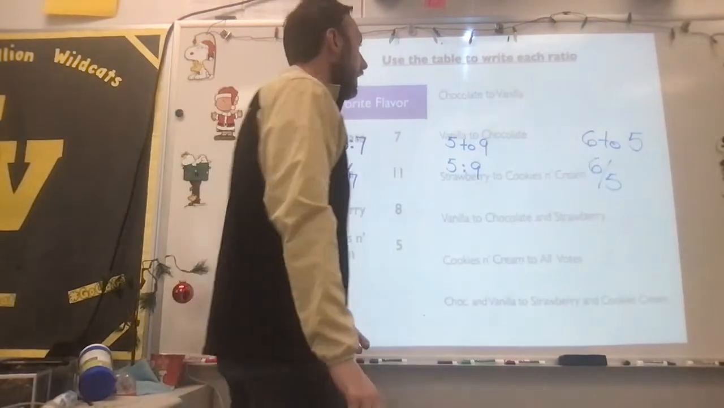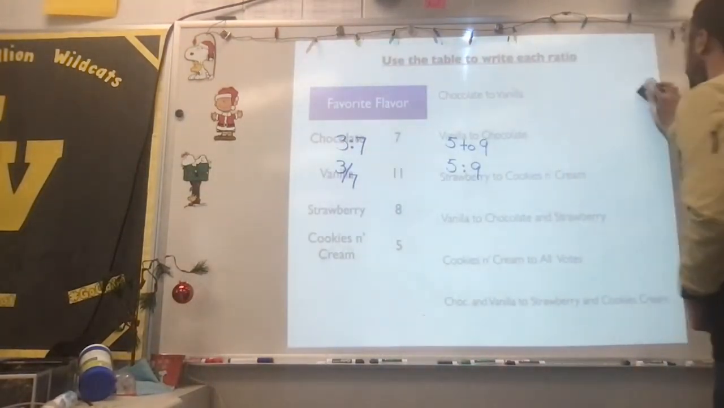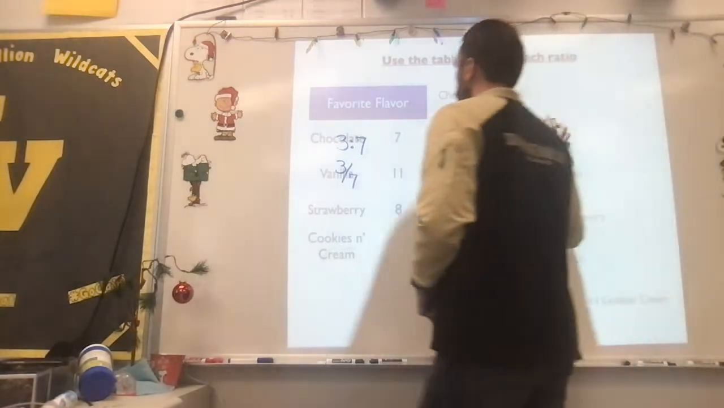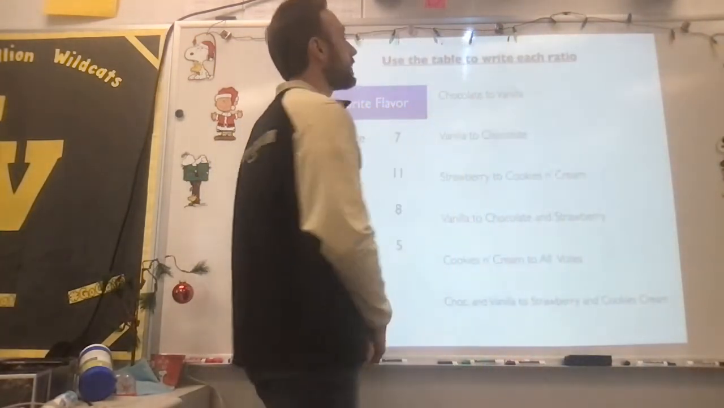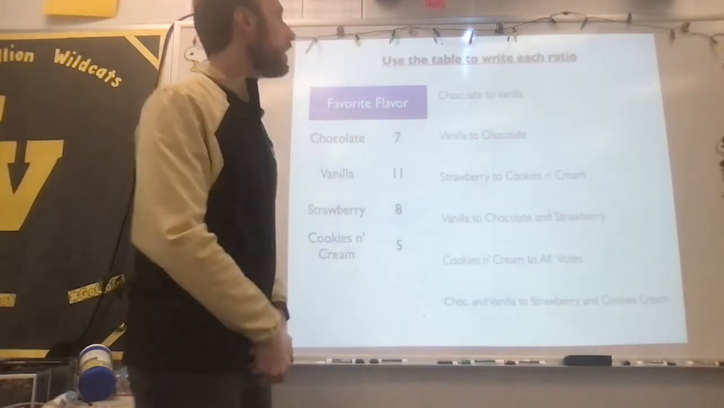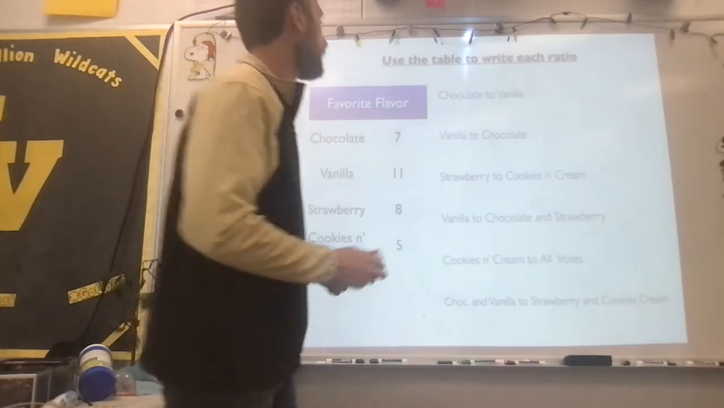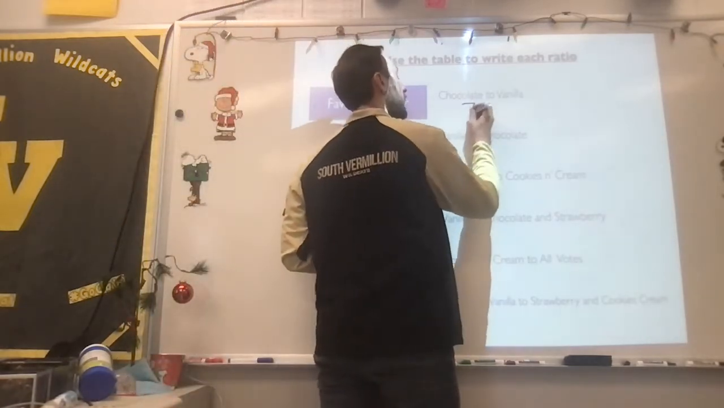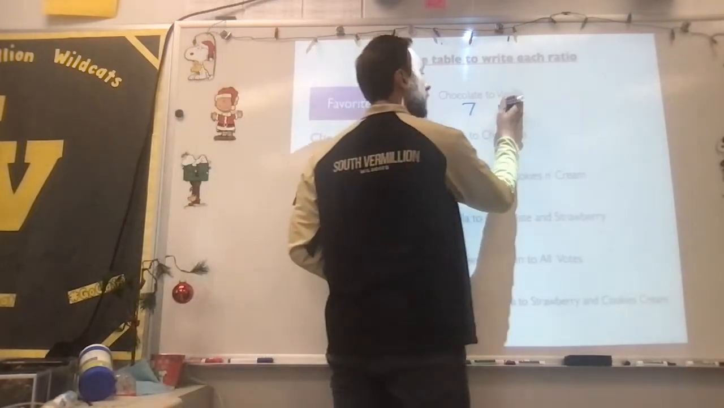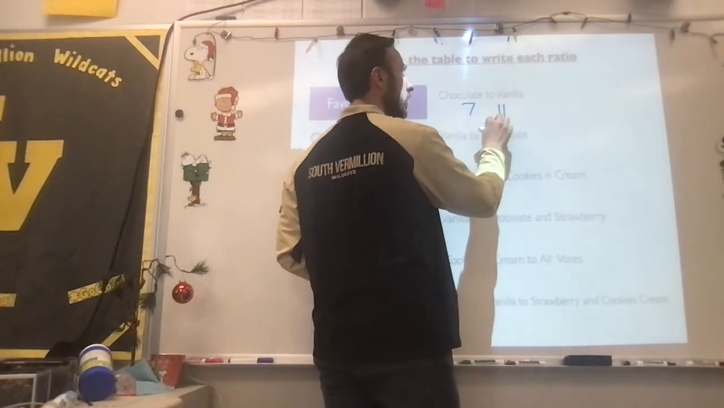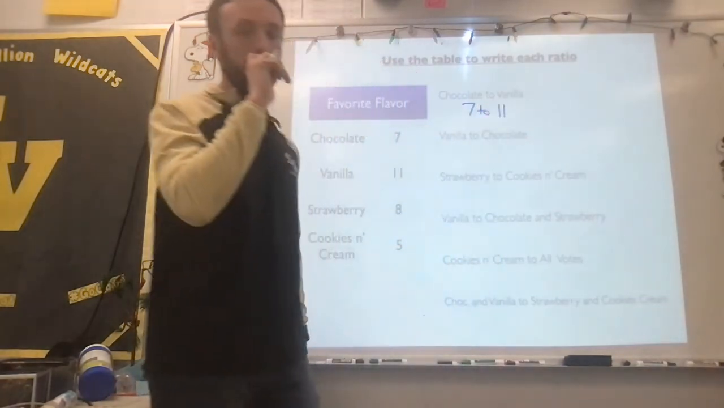Next, I have a survey of a class's favorite type of ice cream, and we need to write some ratios depending on what the question is asking us. This first one says, what is the ratio of chocolate to vanilla? So the way we do this is we find the chocolate votes. There's the chocolate votes. That's 7. We find the vanilla votes. That's 11. And we write it either using the word "to", a colon, or a fraction bar. I'm going to write the word "to". Doesn't matter. It's whatever one you pick.